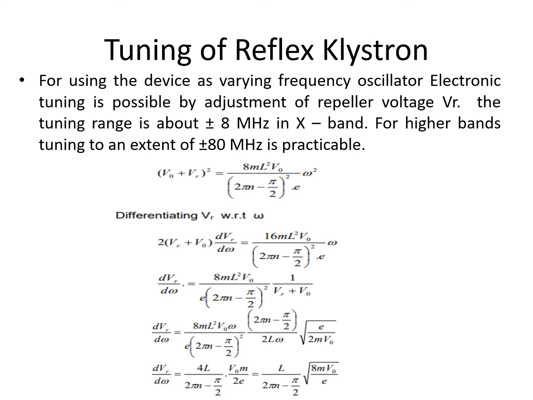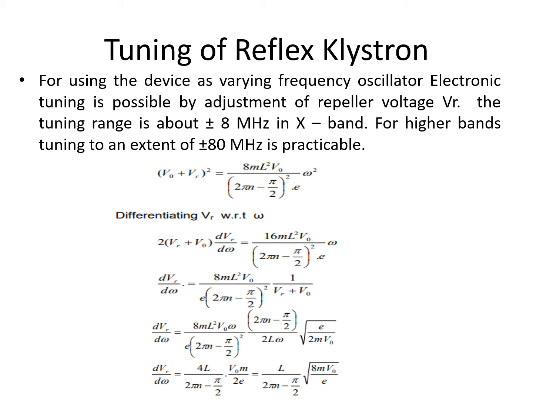Now about the tuning of the reflex klystron. The reflex klystron finds application as a frequency varying oscillator. The tuning is possible by adjustment of the repeller voltage VR. The tuning range is about plus or minus 8 MHz in X band, and for higher bands, tuning to an extent of plus or minus 80 MHz is possible.